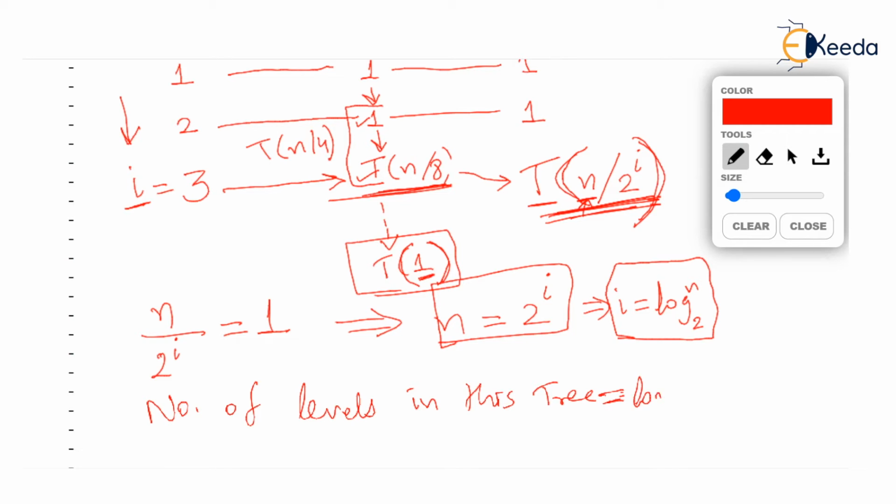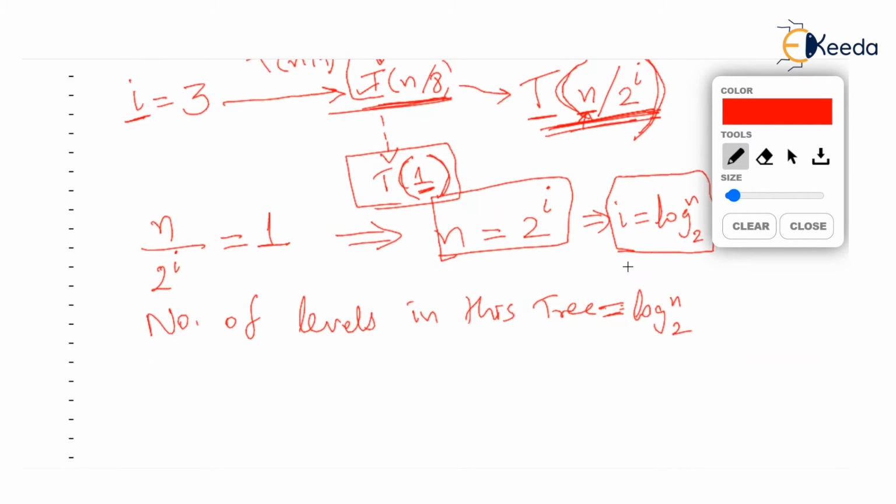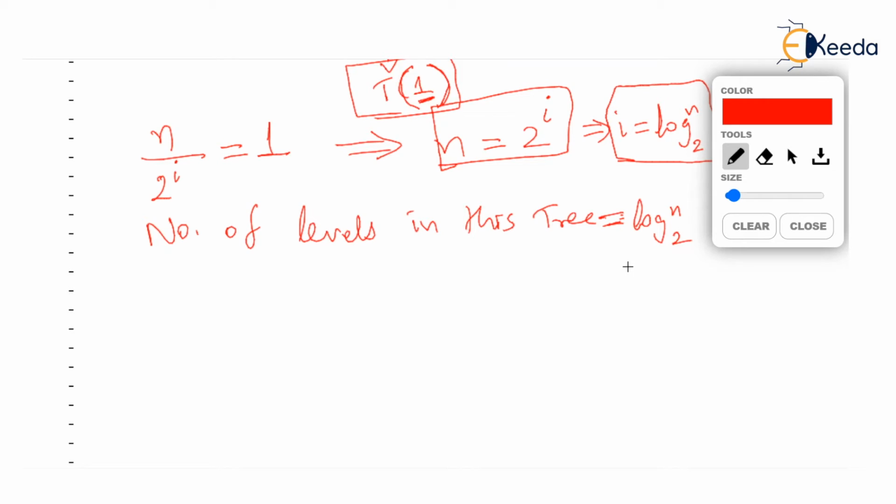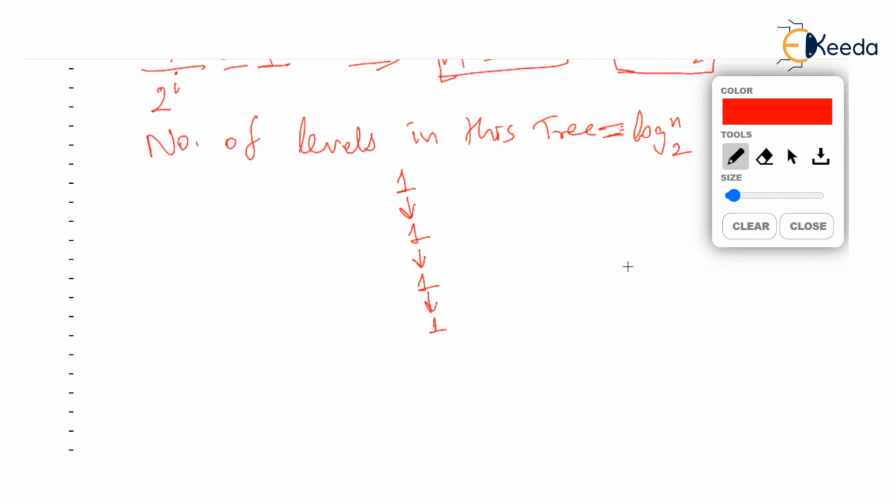So many levels are there. Now can you understand, if so many levels are there, then this tree goes on like this: 1 followed by 1 followed by 1. This goes on, correct? And finally we reach T1. The level at which T1 is located is log of n to the base 2. This is the 0 level. And anyway, T1 is 1, correct?